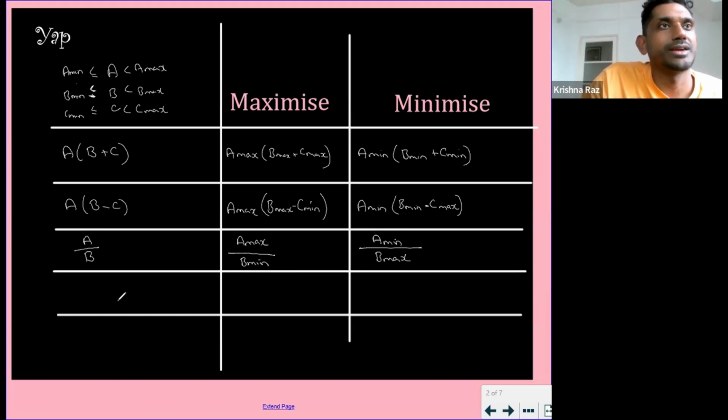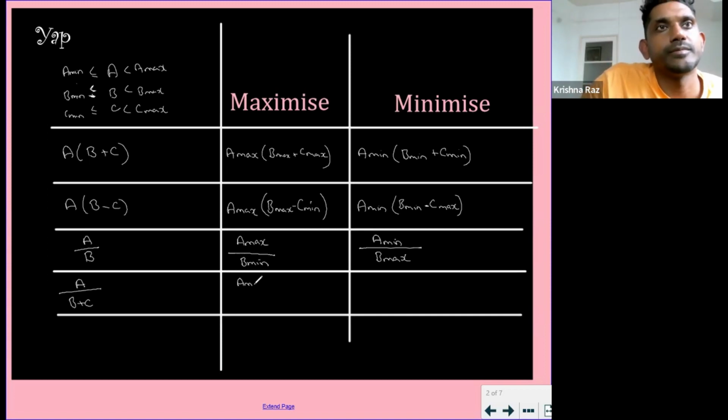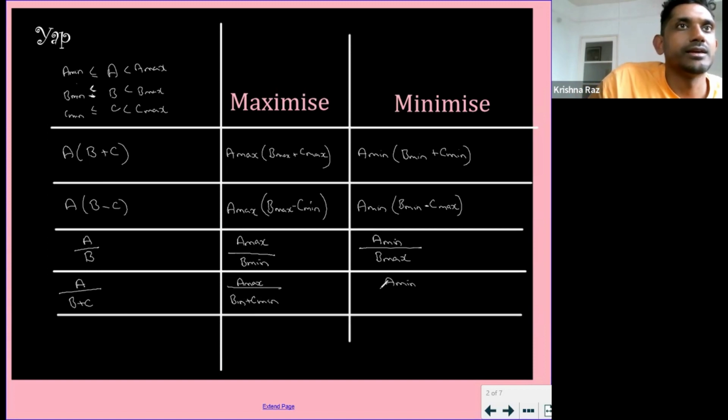So if we pick a different type of fraction, let's say A over B plus C. If I want to maximize that, I'd have the biggest A on top divided by the smallest denominator, which would be B min plus C min. So to minimize it, I'd need the smallest A divided by the biggest denominator, which would be B max plus C max.